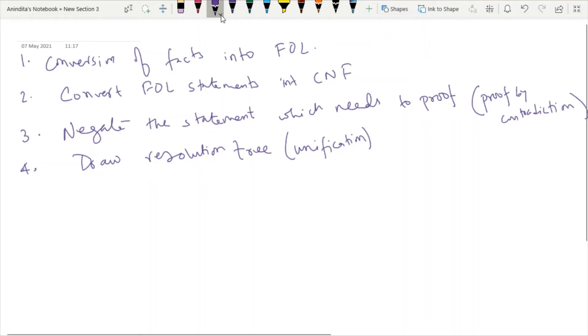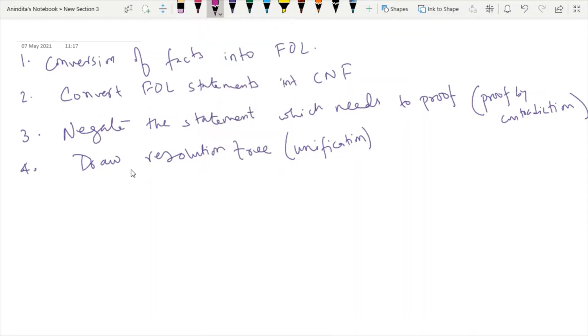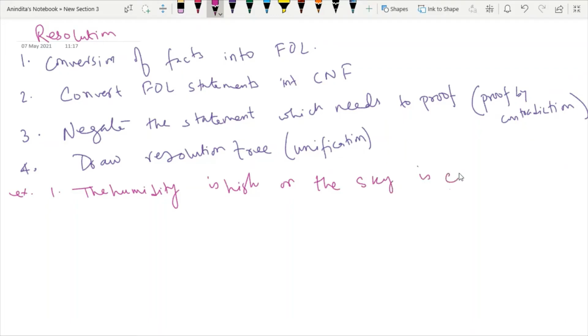Now, to understand these steps, I have to take some example. So, I have to consider some of the examples. We know that whenever we want to perform some resolution algorithm, some facts should be given. Say, we have some given facts. The first one is the humidity is high or the sky is cloudy.